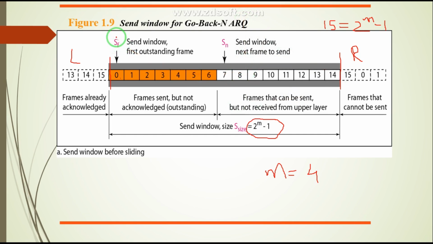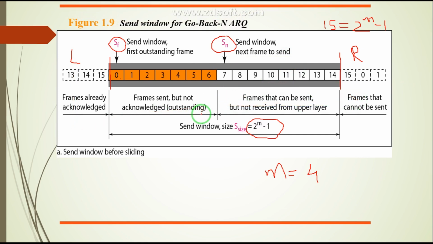So you can see the variable SF is going to tell you the first frame of this window, whereas SN is going to indicate what? The next frame, that is, we are going to send the next frame number 7 to the receiver. So this is the send window before sliding.